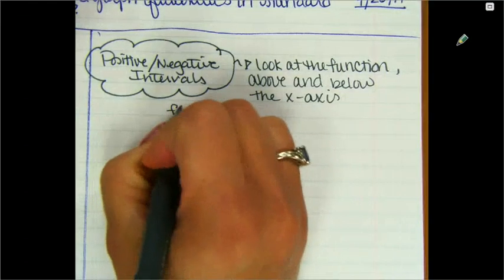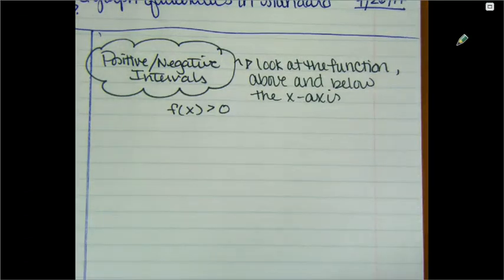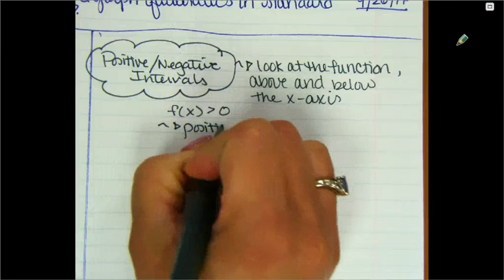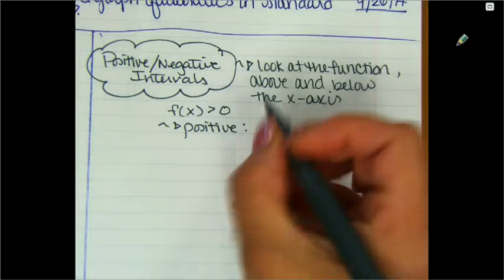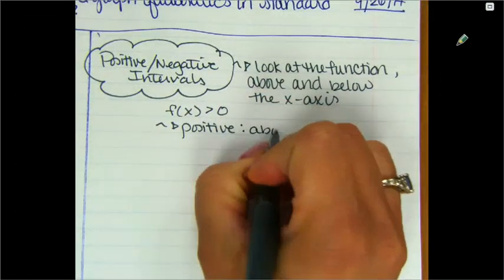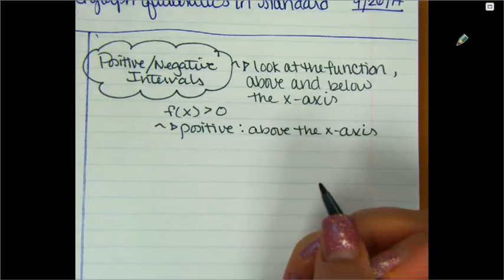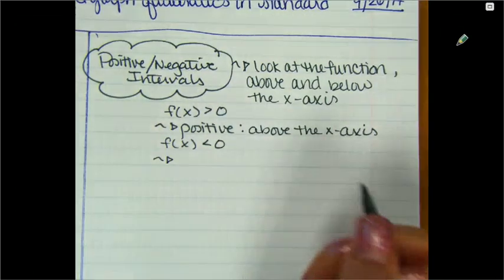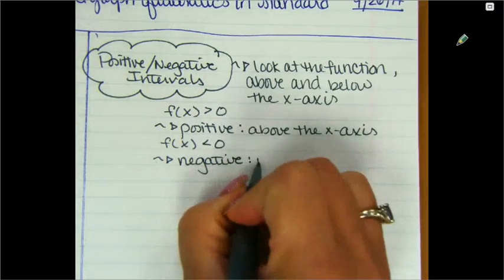So if we know that f of x is greater than 0, remember f of x represents what variable usually? Y. So if your y numbers are greater than 0, you are positive. Because where are you located then? Above the x-axis or below? You're above it. So those are positive numbers, and you're above the x-axis. But if f of x is less than 0, then your y values are now what? Yeah, you're negative, and you're below the x-axis.